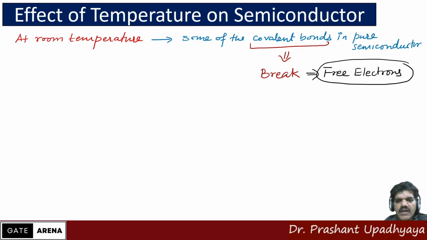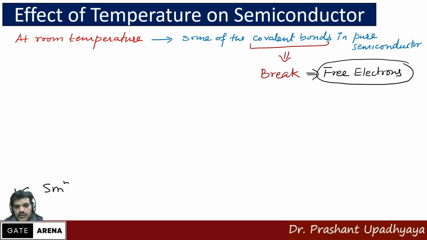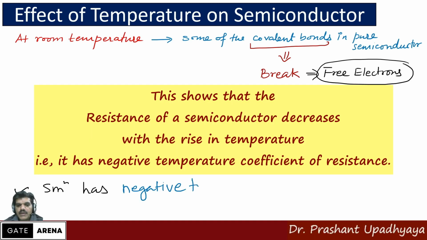This property we have already seen when we defined the properties of a semiconductor. So we are writing that a semiconductor has a negative temperature coefficient of resistance. A negative temperature coefficient means that the resistance of a semiconductor decreases with an increase in temperature, and vice versa.